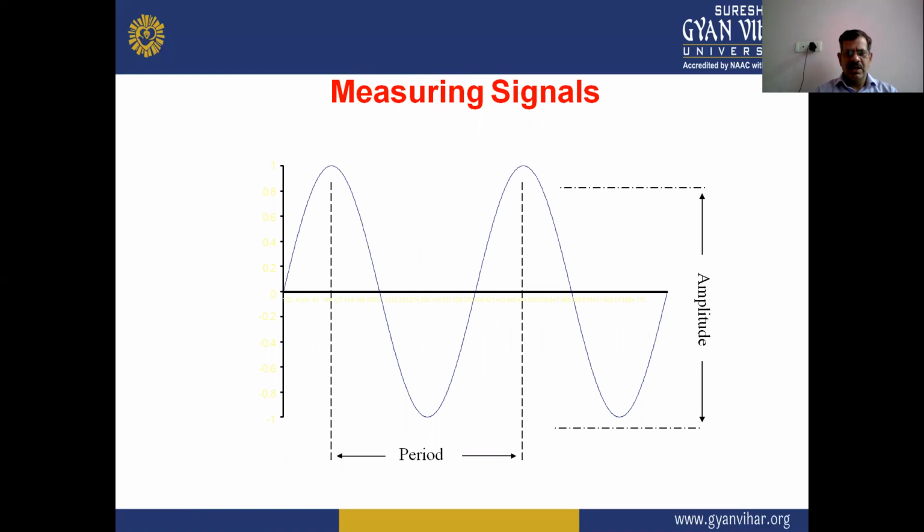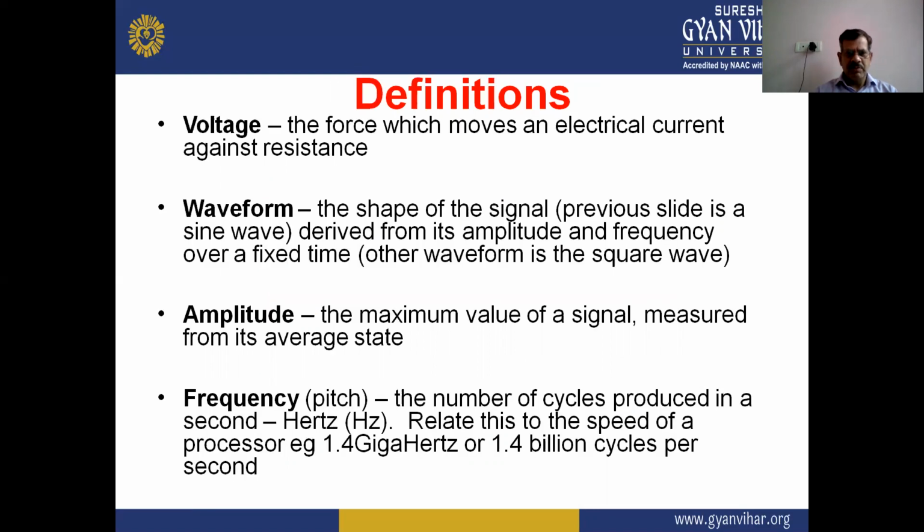This is an example of a waveform. Next, what is the amplitude? The maximum value of a signal measured from its average state. And what is the frequency or pitch? The number of cycles produced in a second, in hertz, and relate this to the speed of a processor, for example 1.4 gigahertz or 1.4 billion cycles per second.